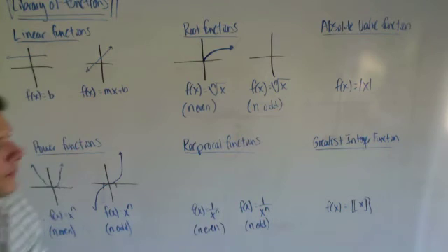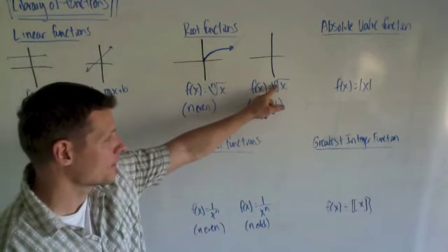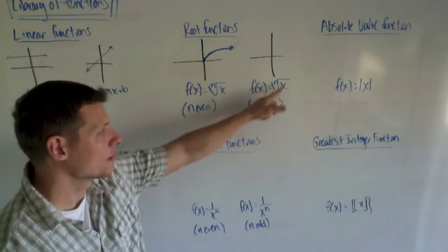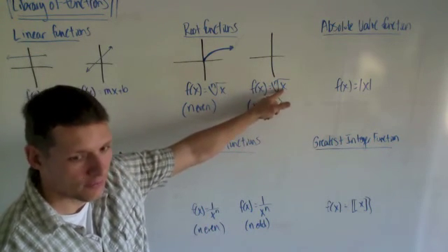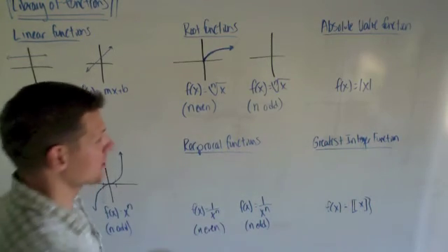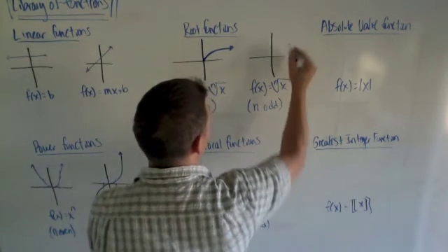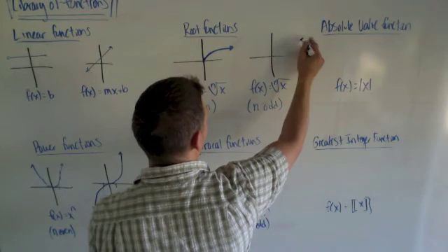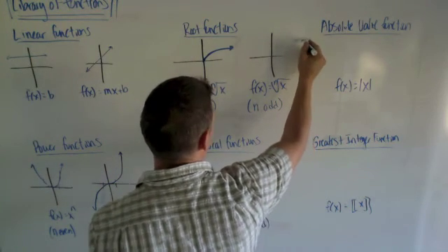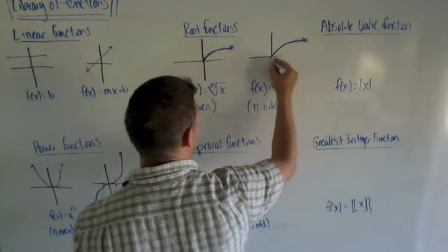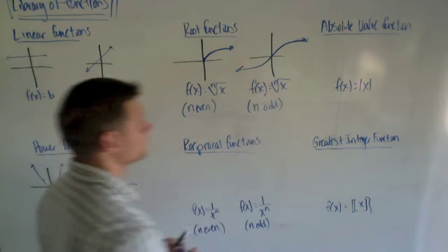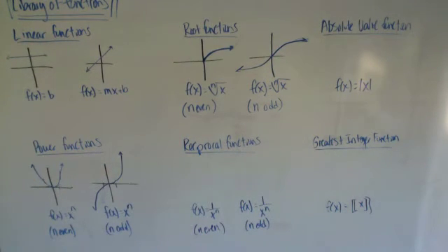Now, if we have the nth root of x where n is odd, well, now x's can be negative. If this index here is odd, we can take the nth root of a negative number. So this makes us have a function that looks like that S shape, similar to what we had over here, but just going a different direction. And it looks something like this. Okay? So these are the root functions.